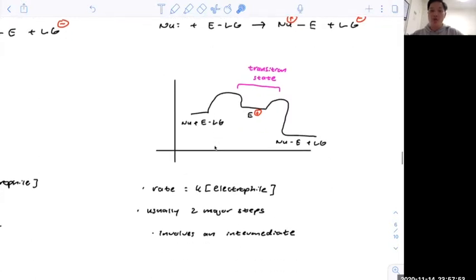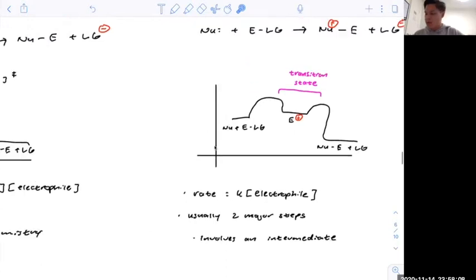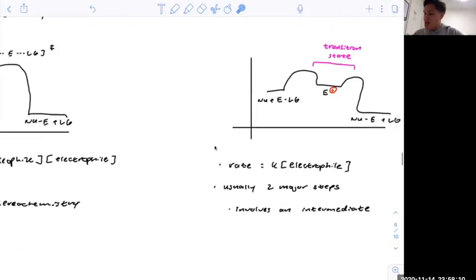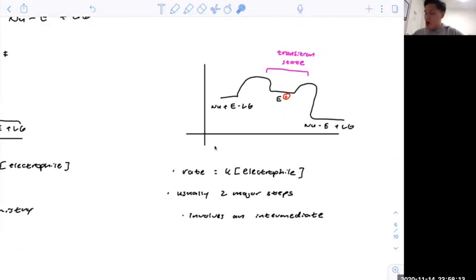It's usually two major steps. You can argue that it's three. I usually think of it as two major steps, and unlike SN2, it does involve an intermediate, and this is going to be the most important thing about SN1 reactions, okay? So because the reaction only relies on the electrophile, we don't really need a good nucleophile. We can have a semi-good or even a bad nucleophile, which is okay because it's all going to depend on the electrophile, okay? So let's see why it depends on the electrophile.